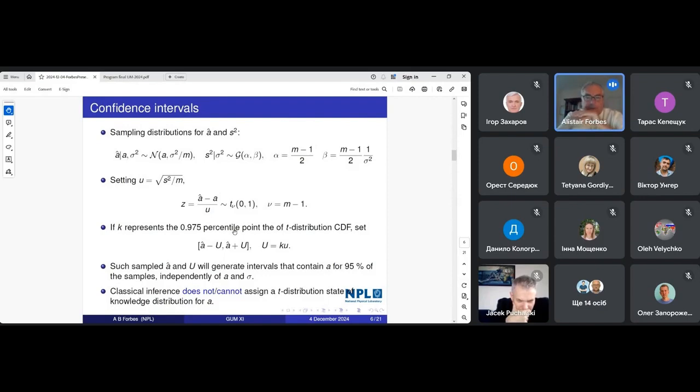We have sampling distributions. Here is an example of sampling distributions as opposed to state of knowledge distributions. We've got sampling distributions for the estimates. The estimate A hat, which is the average of Gaussian variates, is also Gaussian. The sampling distribution for the sample variance is a gamma distribution or a chi-squared distribution.